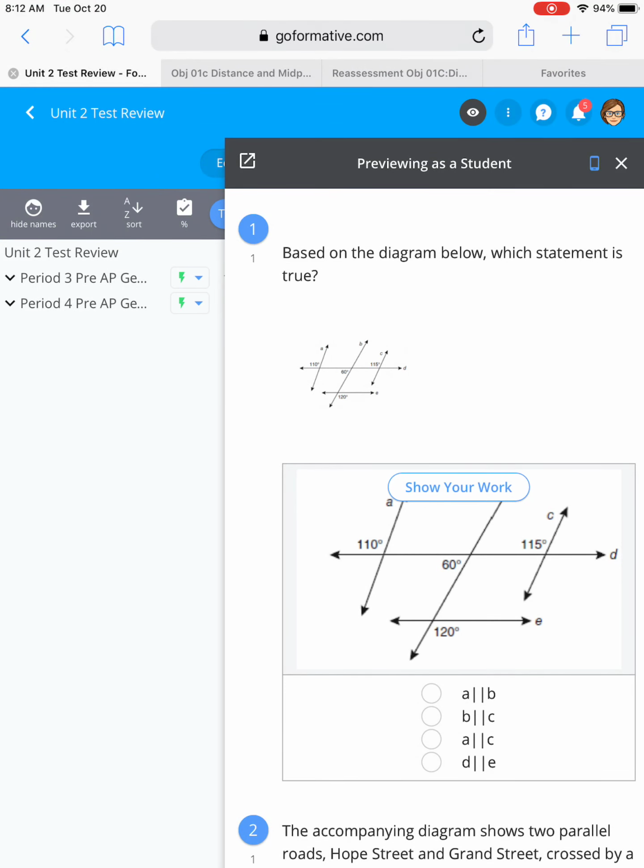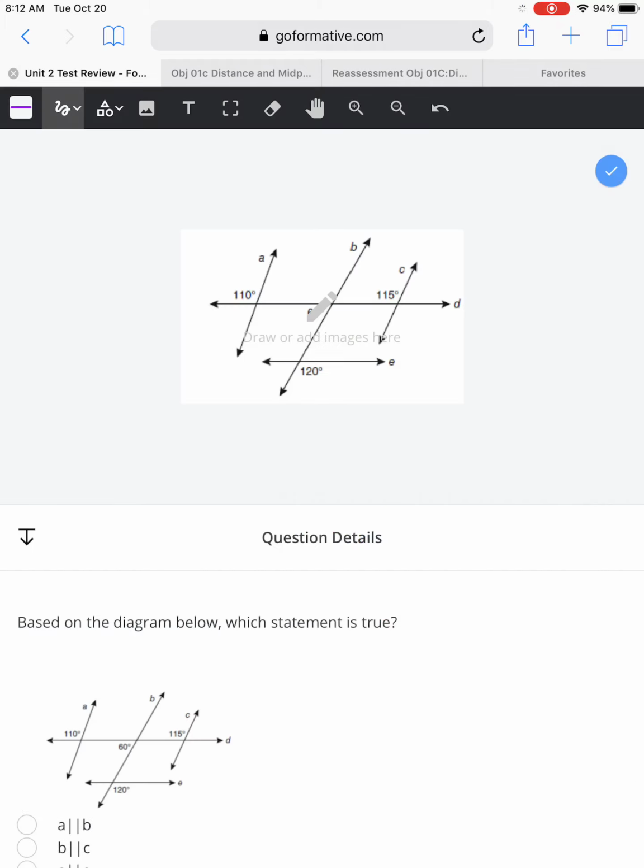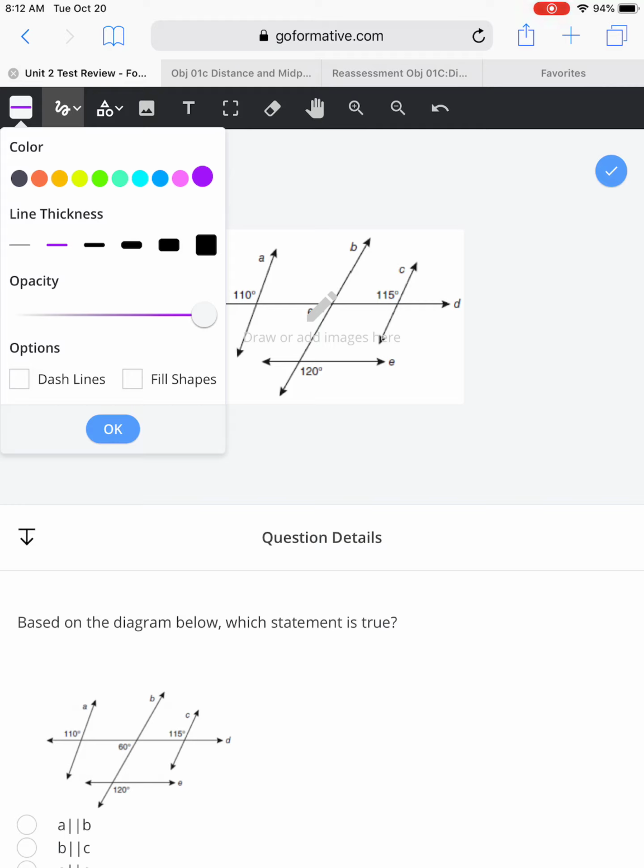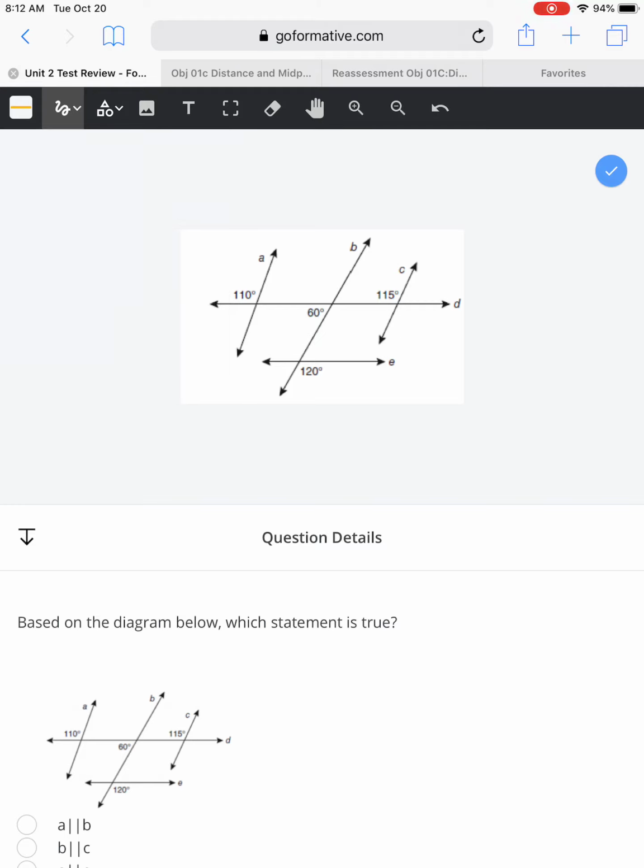Okay, so I wanted to go through this review with you. I'm just going to go through things kind of quickly and explain. So which statement is true? In order for lines to be parallel, alternate interior, alternate exterior, and corresponding angles would be congruent, or consecutive interior angles would be supplementary. So for this, I just fill in the lines, everything that I know.